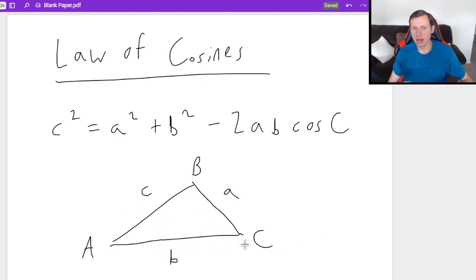Now the reason I'm saying opposite sides is because just look at A, for instance. Angle A is opposite of side a, angle B is opposite of side b, and angle C is opposite of side c. That's how I named this.